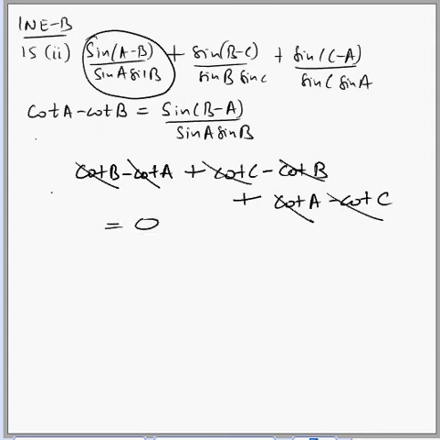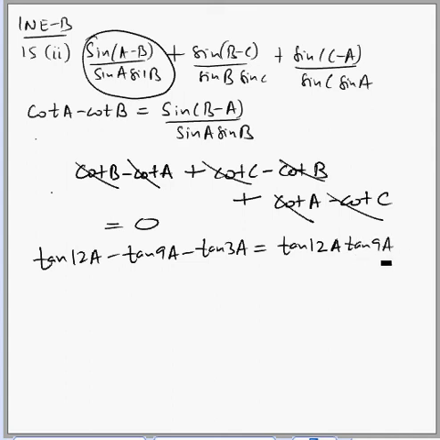Now also see the third part of this question. In the third part, we have to show tan 12A minus tan 9A minus tan 3A equals tan 12A tan 9A tan 3A.